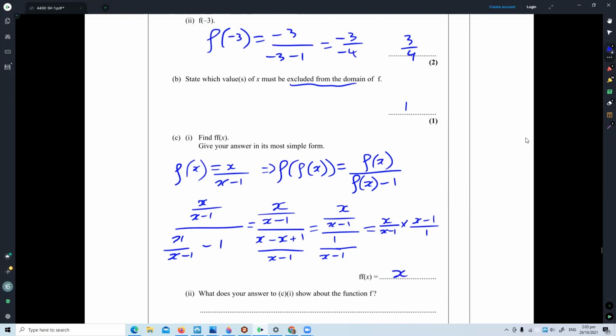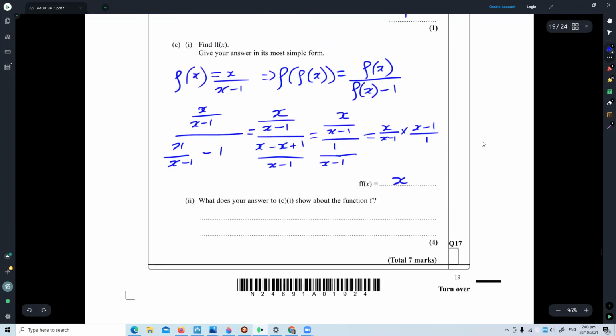Now, a bit of an insightful answer to part C. If you plug a function into its inverse, you should get x. So if you do f times f to the negative 1 of x, you should get x. And if you do f to the minus 1 into f of x, you should get x. Oh, I wrote 0 instead of writing x, sorry. So if you plug a function into its inverse, you should get x.